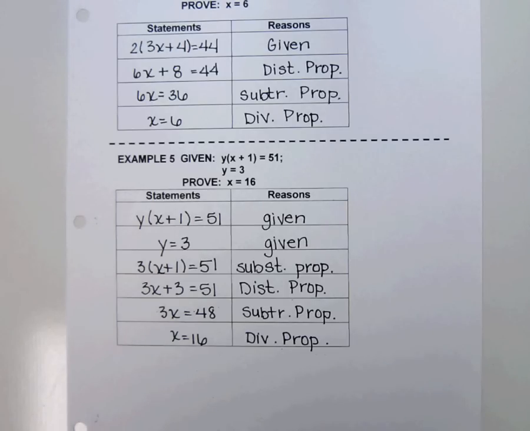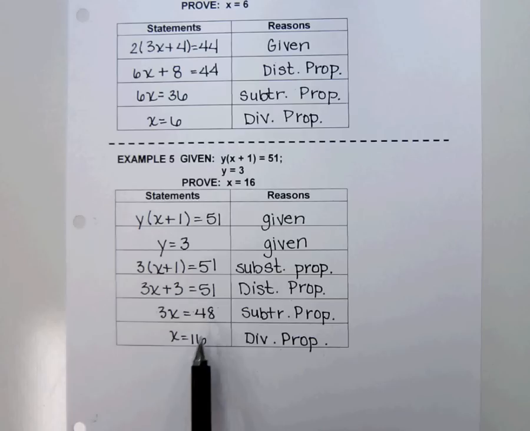Now the only way to remove the parentheses is to multiply the 3 times the quantity x plus 1, 3 times x and 3 times 1. That's 3x plus 3 equals 51. To change 3x plus 3 equals 51 to just 3x, you have to move the 3, subtract it. Since you're subtracting from both sides, the result is 3x equals 48. And then to solve for x, you divide by 3. That's how x equals 16. The reason you write subtraction is because that's how you got this answer. The reason you write division is that you divided both sides by 3.